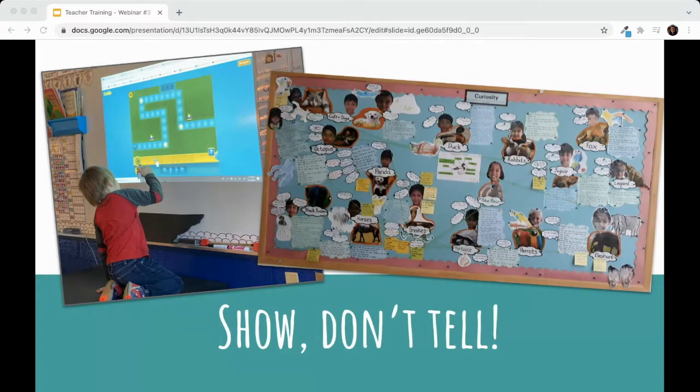So the first is show, don't tell. Basically, make learning and progress visible. And this doesn't need to be a competition or a star chart on your wall. Just having some sort of visual depiction of progress can be really motivating and inspiring.